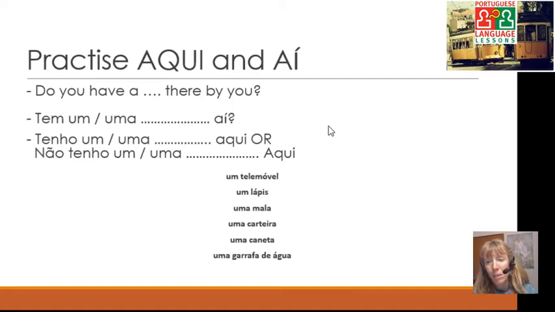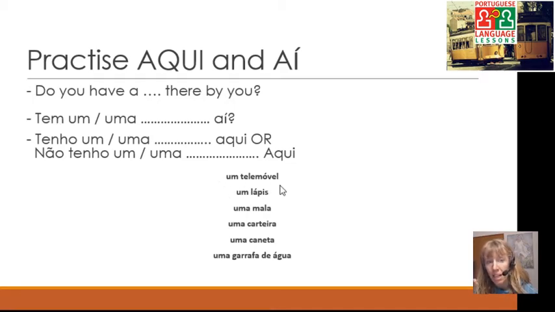Do you have a whatever there by you? Tem uma something aí? And the answers could be tem, or não tenho, or uma aqui. So we could talk about a telemóvel, mobile phone, lápis, pencil, mala, handbag, carteira, wallet, caneta, pen, garrafa d'água, bottle of water. So, if you ask me, tem telemóvel aí?